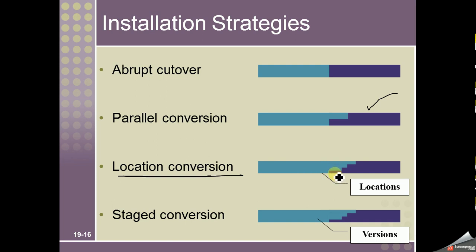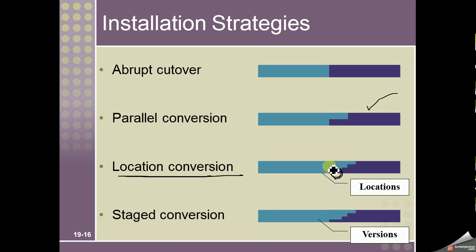Location conversion considers many locations in the business. Let's say an organization has offices in many locations, for example, Riyadh Bank. They have a branch in Al Ahsa, a branch in Makkatul Mukarramah, in Madinatul Munawwara, in Riyadh, in Jeddah, and so on and so forth. Many locations. So what we do, we take the first location and we convert it to the new system.